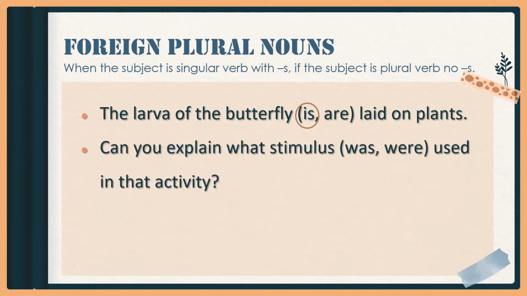Next, can you explain what stimulus were used in that activity? In this sentence, our subject is stimulus. Is this singular or is this plural? Very good. This is singular because the plural of stimulus is stimuli. US changed to I. Therefore, our verb is was.